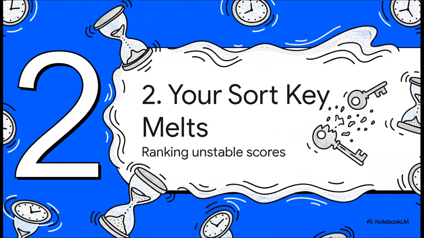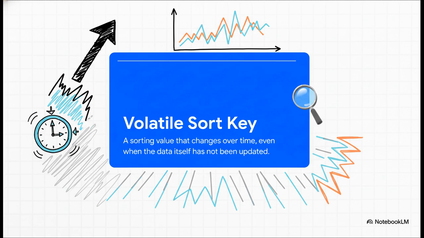And this whole sorting problem gets 1,000 times worse when you throw time into the mix. This is where you run into a sort key that just refuses to sit still. See, most algorithms for hot content depend on the current time, right? A post score goes down as it gets older. This creates something called a volatile sort key. It's basically a value you're trying to sort on that is always changing, even if nobody has liked, commented, or even looked at the post.